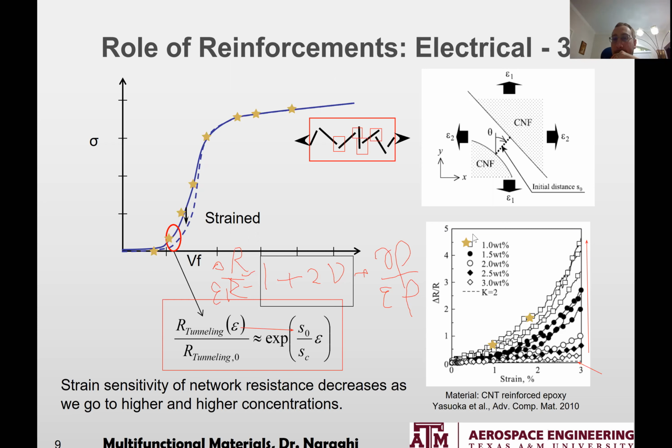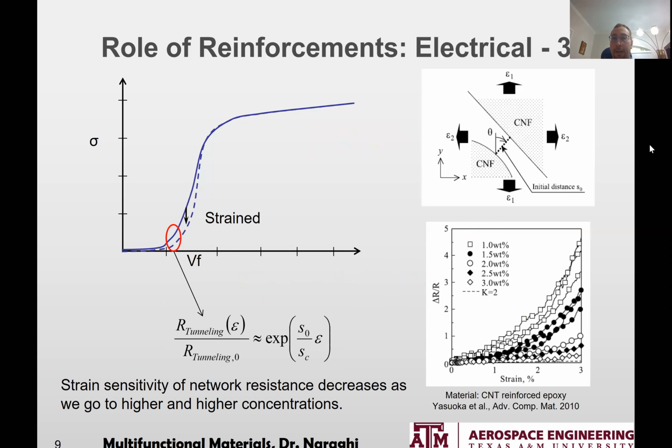What would have happened if we had tested lower concentrations, 0.5 or 0.05? Well, those cases are below the percolation threshold. For those, the resistivity is super, super high. For all practical purposes, it is a non-conductive material.